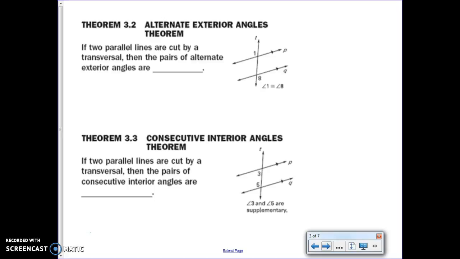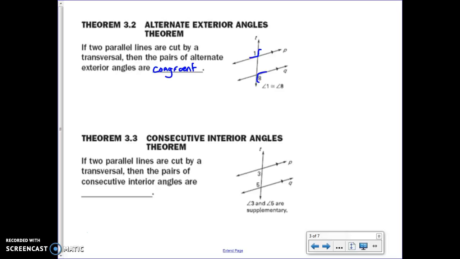Next up, we have the alternate exterior angles theorem. Very similar to the alternate interior angles theorem, except we're talking about the alternate exterior angles. So if two parallel lines are cut by a transversal, then the pairs of alternate exterior angles are also congruent. So angle 1 and angle 8 are congruent to each other.